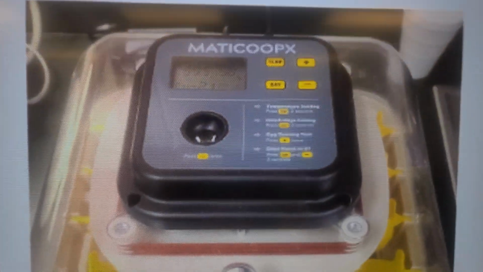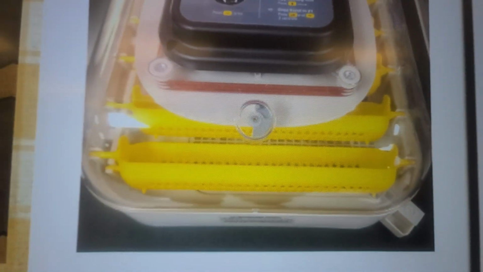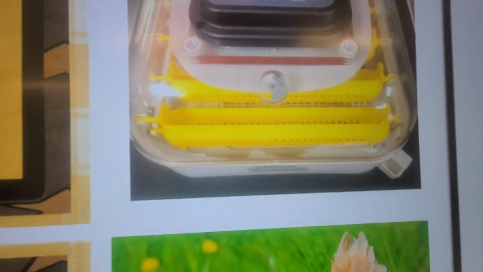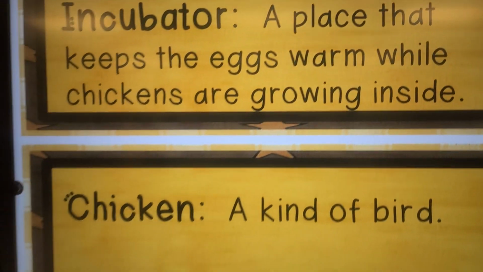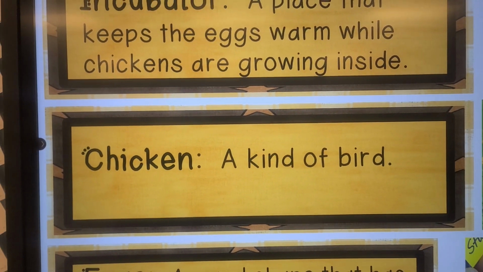So when we go and look at the incubator in a minute, we'll look at all these different settings. We'll look at what the temperature is for today, talk about humidity a little bit. But our first vocabulary word today is incubator. The second is chicken, which is a kind of bird.